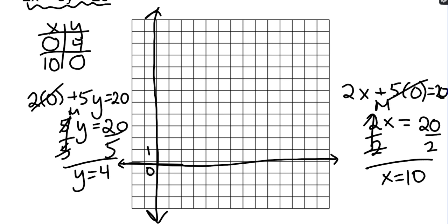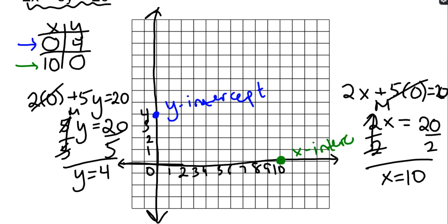Okay, so let's see how this goes. I have 0, 1, 2, 3, 4. That's 4 on my y-axis. And I will count on my x-axis, and I found 10. So if I asked you to plot your y-intercept, that's (0, 4) right here. It's on the y-axis. That's called the y-intercept. And if I ask you to show me the x-intercept, that's the point right here, (10, 0) on the x-axis. That is the x-intercept.